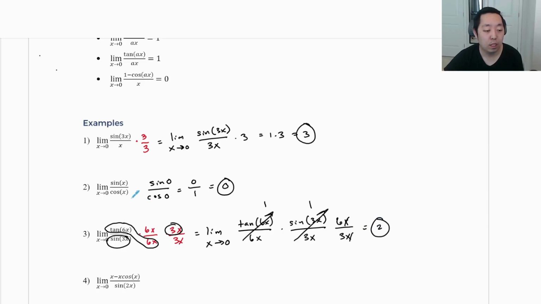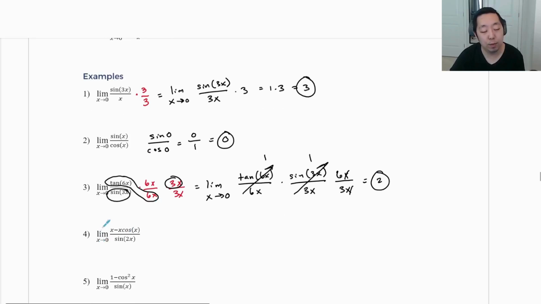Okay? Now, how about this one? Well, if I plug in 0 on the top and bottom, I do get 0 over 0. So it's definitely some kind of manipulation. The first thing I'm thinking on the top is I can factor out an x. And then I'm also thinking I want a 2x over 2x. So I'm missing a 2 here to make that 2x. So I put a 2 down here also.